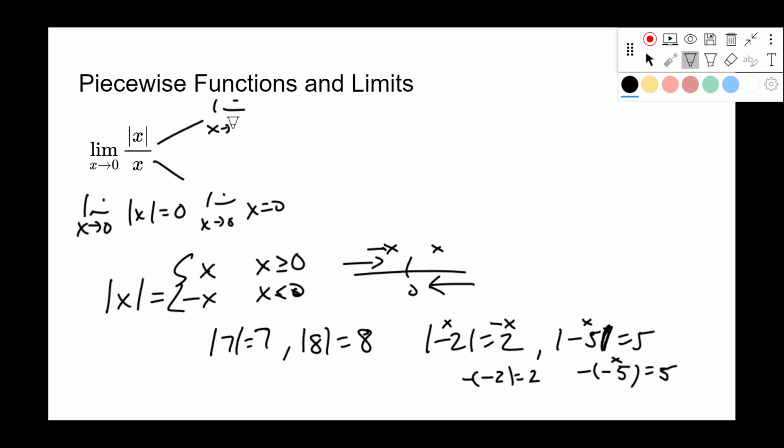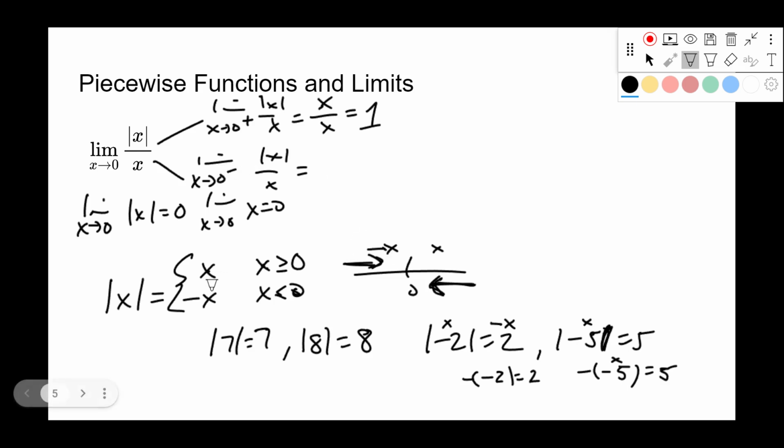So what is the limit as x approaches 0 from the right of the absolute value of x over x? And what is the limit as x approaches 0 from the left of the absolute value of x over x? The limit as x approaches 0 of the absolute value of x over x, well, if you approach 0 from the right, I'm on the top piece. I'm on x divided by x. Now the bars are gone. I can cancel these x's. I get 1.